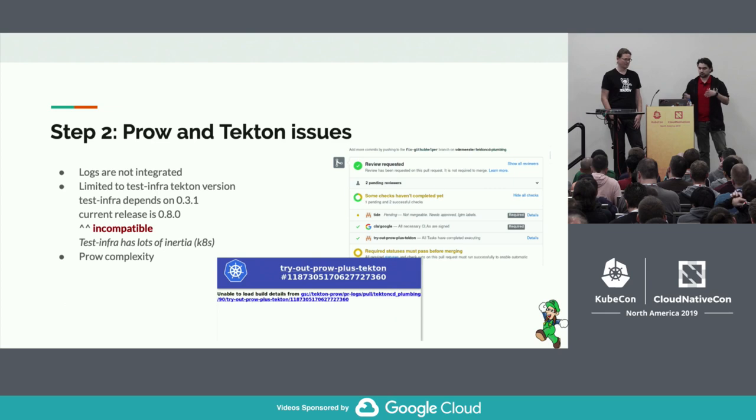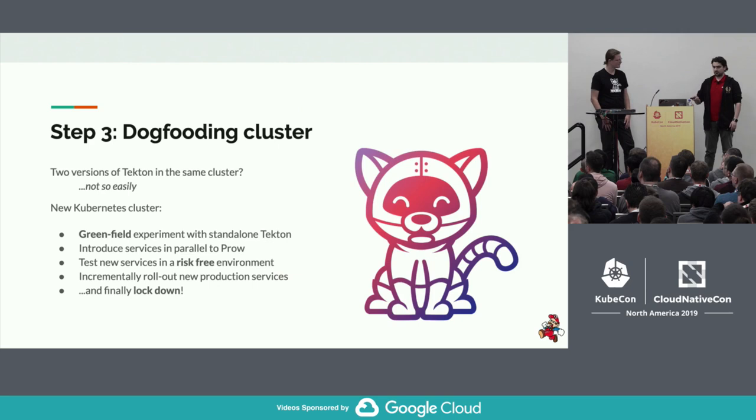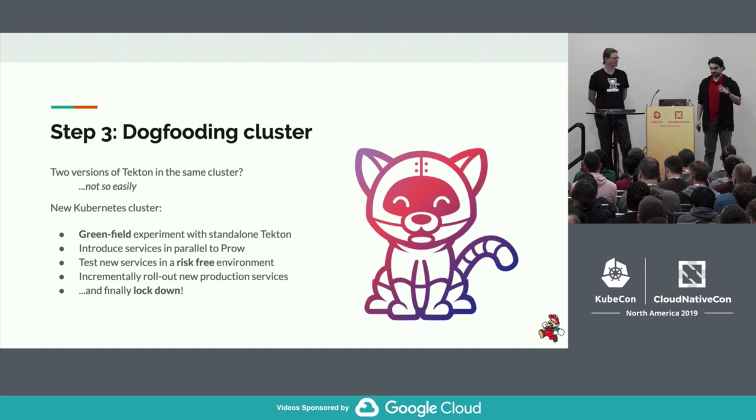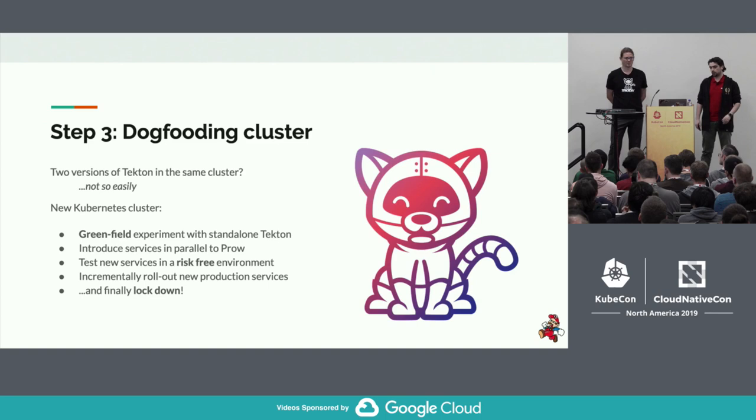So the next step after trying out the pipeline agent of Prow was, if we really want to use our own version of Tekton, we need to deploy the latest version somewhere. And you can't really deploy two versions of Tekton on the same cluster. It doesn't work. One will take over the other. This is how it's designed right now. We could improve that, but that was not the initial goal of Tekton. So we decided to have a new cluster just dedicated to dogfooding.